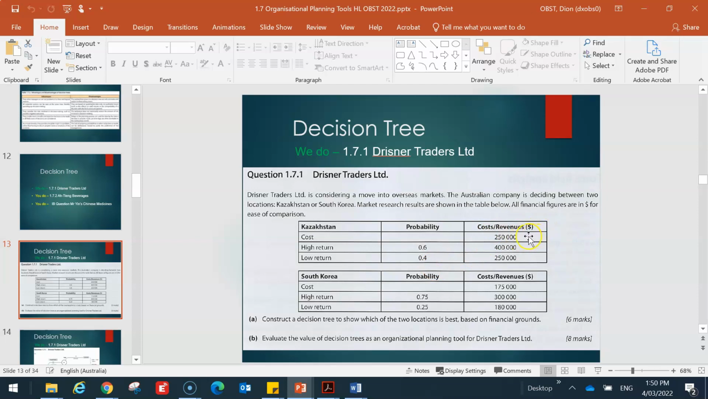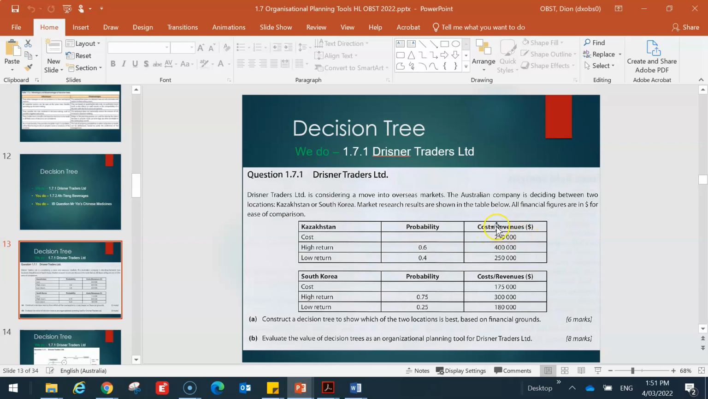Other things to keep in mind, this is by no mistake where they've got costs and revenues. In this table you can see the first value that we see for Kazakhstan is the cost of that particular move, if the company was considering that. We understand that when we are presenting negative figures, essentially it's an accounting principle. If we see a figure in brackets, we expect that figure is a negative. So in good practice, I'd like you to include that as well when you are constructing your decision trees. Anything that's a negative value, include in brackets.